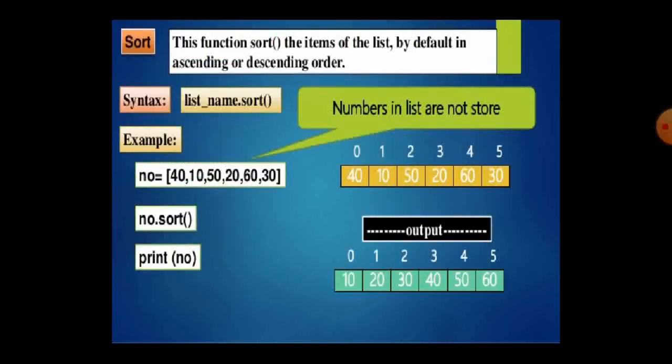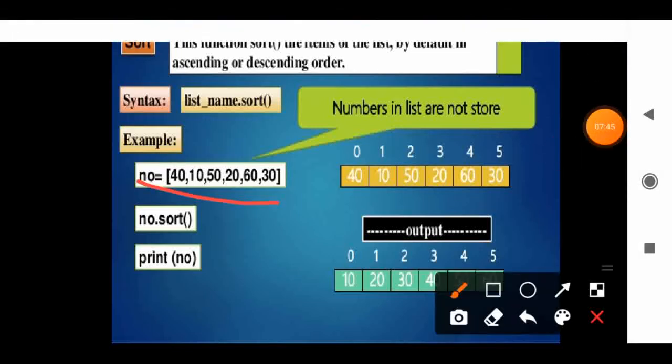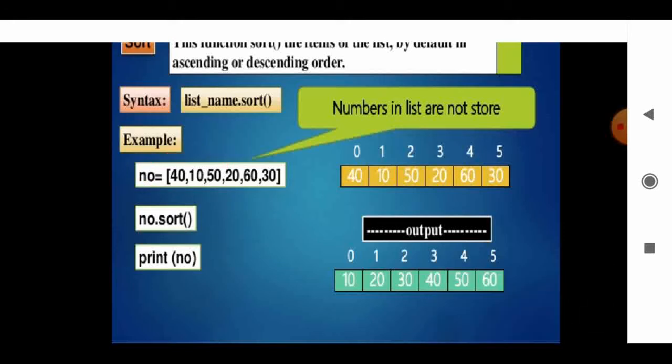Sort method. This function is used to sort the items in the list. What is the syntax for writing? Sorting means you can sort the elements in ascending order or descending order. List name dot sort. There is no argument in sort. Here we have created the list no = 40, 10, 50 and so on. no.sort means it will sort the elements in the list and display the result. Have you seen 10, 20, 30, 40, 50, 60? It is in ascending order.